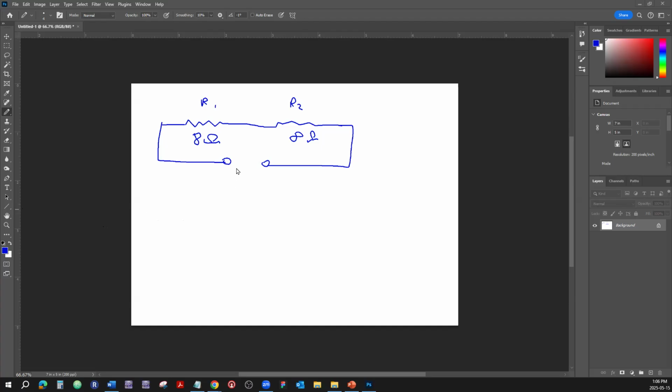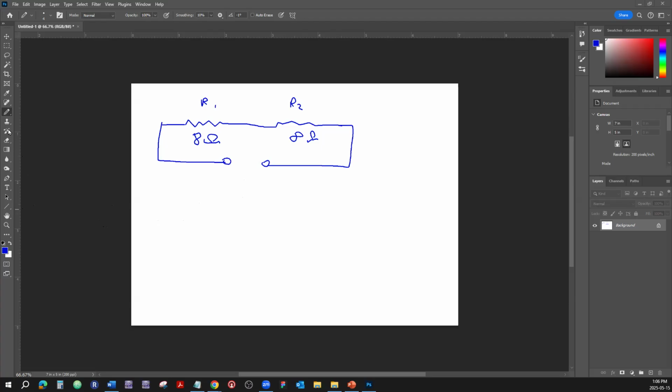All right, so what are we going to have as a total resistance between this point and that point? Here's 8 and here's 8. 16. There we go. All right, cool.